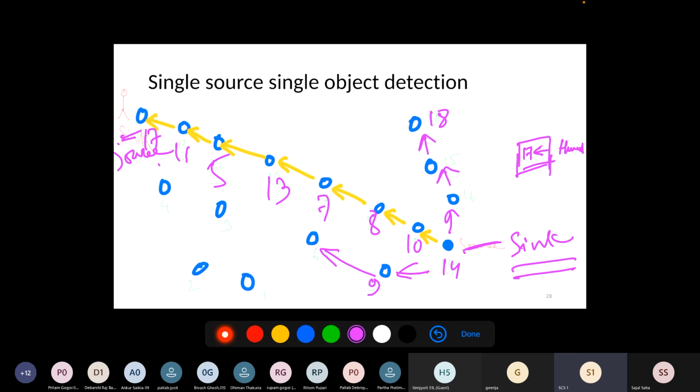Similarly, 14 will check with its neighboring node 10. 10 will check with its neighboring node 8, 8 will check with 7, 7 will check with 13, and 13 will check with 5. Then 11 and 17. Now 17 will tell you that one human movement is detected. You got my point? Is this case study clearer to you, students?